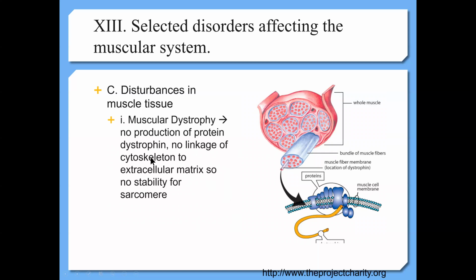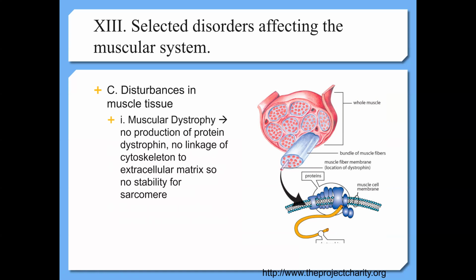What happens is you get no production of this particular protein. This particular protein attaches the cytoskeleton to the extracellular matrix. So this is a scaffolding framework. If the muscle is going to contract, it's going to have to contract against the scaffolding.